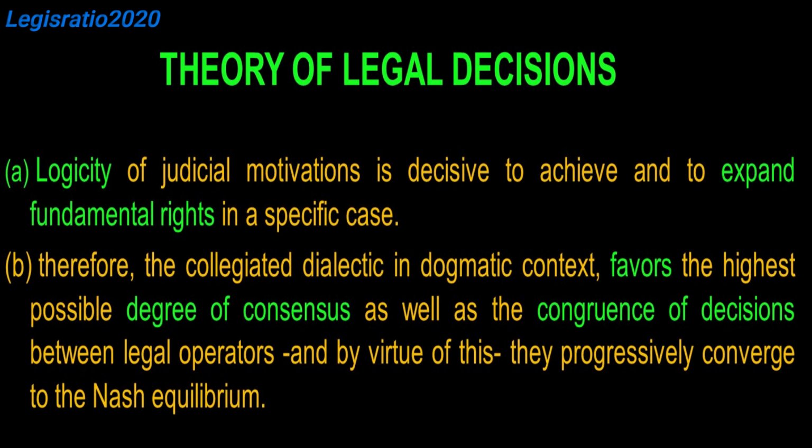In this sense, our model of optimization is located within the framework of the following hypothesis. Logicity of judicial motivation is decisive to achieve and to expand fundamental rights in a specific case. Therefore, the collegiate dialectic in a dramatic context favors the highest possible degree of consensus as well as the congruence of decisions between legal operators, and by virtue of this, they progressively converge to the Nash equilibrium. That means that the degree of consensus depends on the degree of congruence, and this last depends on its logical grade.